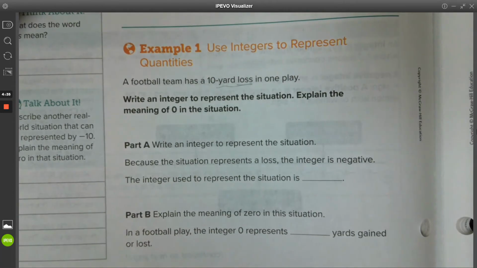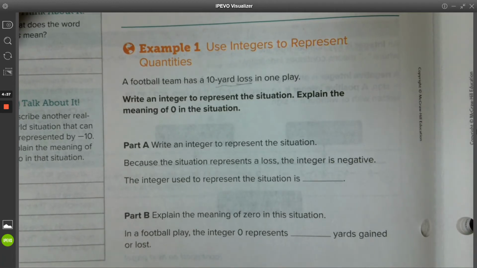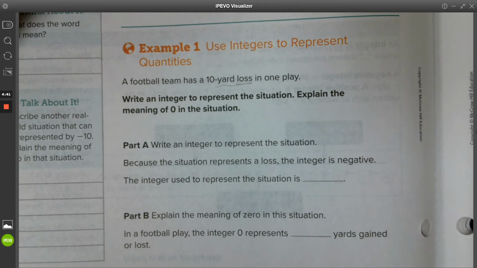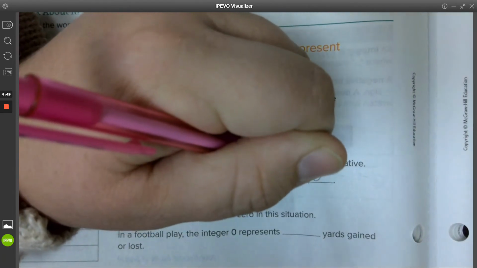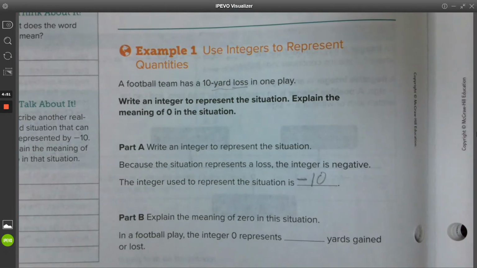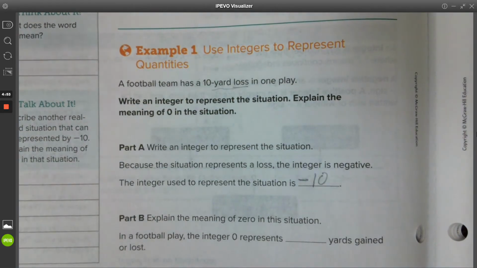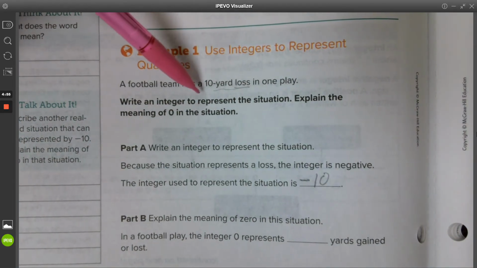Well, if we're thinking about loss, would that be a positive or a negative? Well, in this case, loss, when we hear that, has a negative connotation. So we would say this is a negative 10. So I'm going to write negative 10. That would be the integer we would use to represent a 10-yard loss.